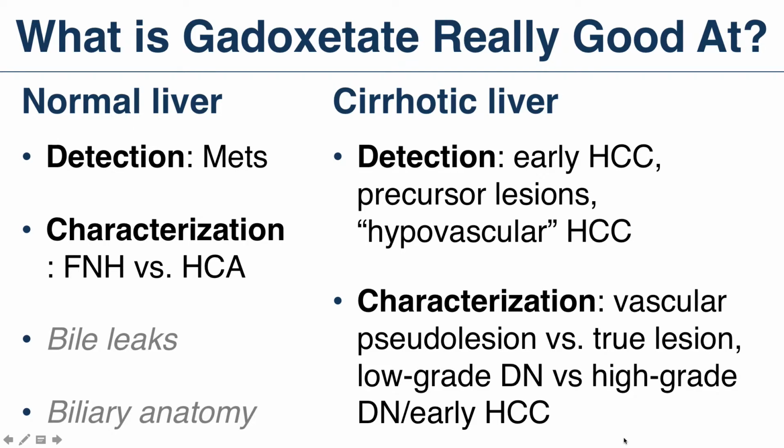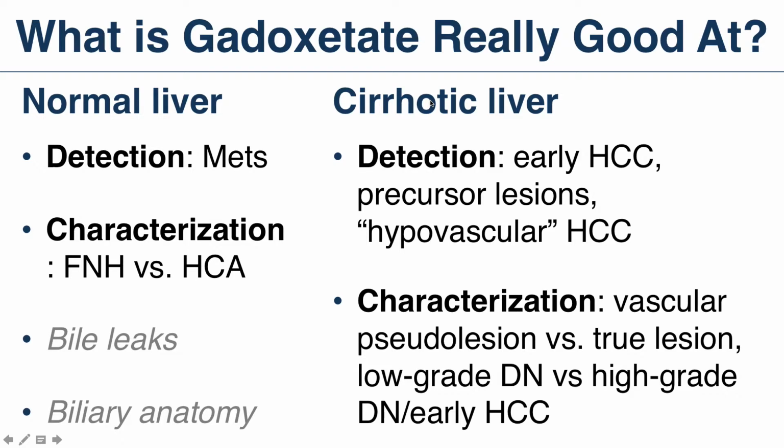Okay, so that's a little bit about gadoxetate. What's it really good at? Well, it's really good at some things. It's really good at detecting metastases in the normal liver. It's really good at differentiating focal nodular hyperplasia from hepatocellular adenoma. It's good at bile leaks in biliary anatomy. This is off-label. I won't talk about it further today.